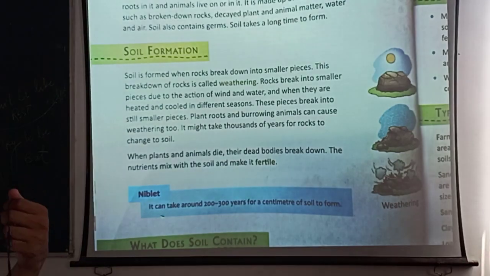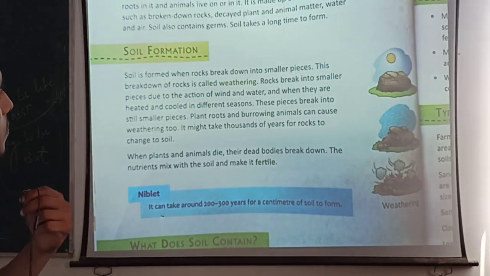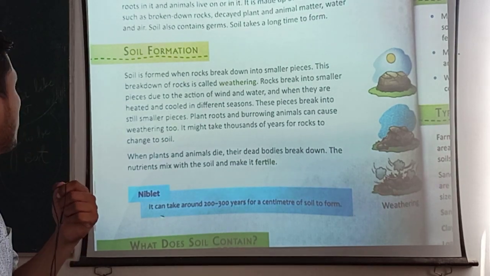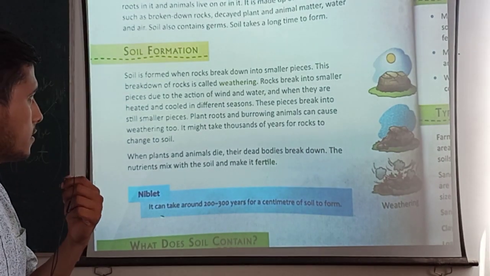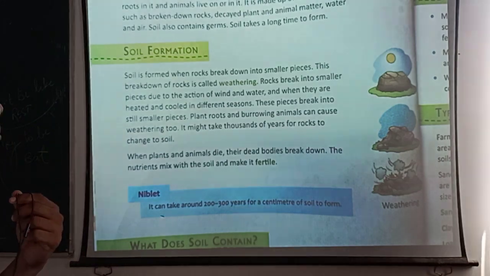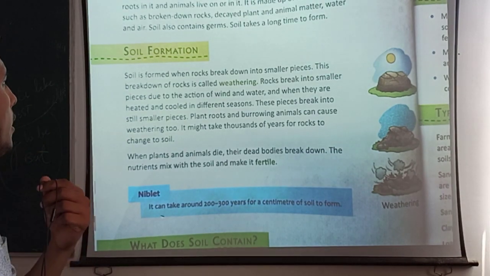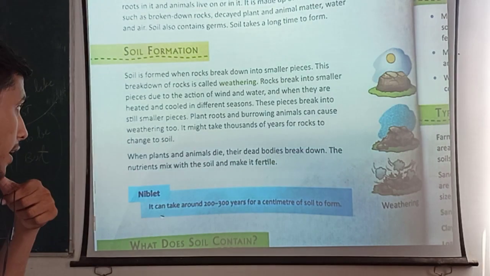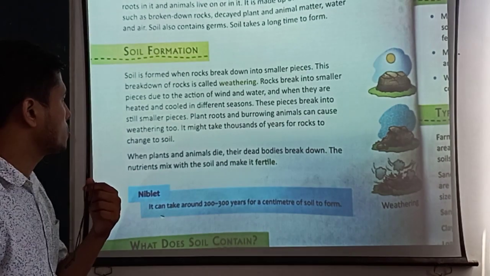Now let's understand what weathering is. Rock breaks into smaller pieces due to the action of wind and water, and when it is heated and cooled in different seasons. These pieces break into still smaller pieces. Plant roots and burrowing animals can cause weathering too. It might take thousands of years for rock to change to soil.